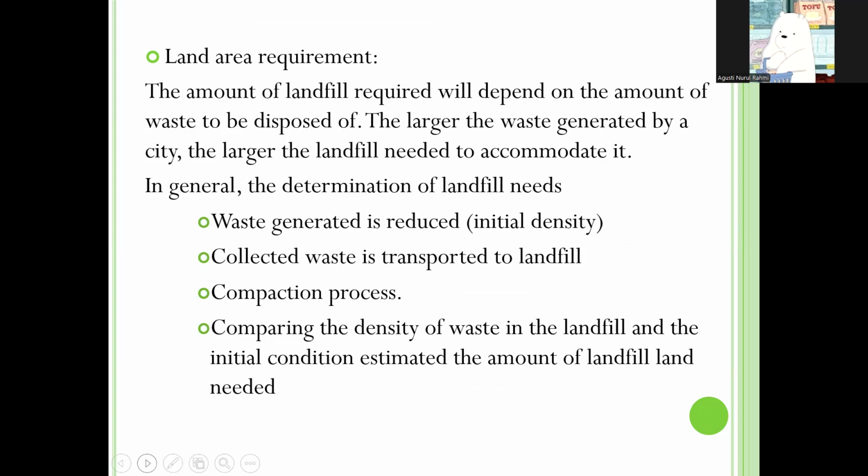The next is the land area requirement. So the amount of landfill required will depend on the amount of waste to be disposed of. The larger the waste generated by a city, the larger the landfill needed to accommodate it. In general, the determination of landfill needs four components. The first one is waste generated is reduced, initial density, and then collected waste is transported to the landfill, compaction process, and comparing the density of waste in the landfill and the initial condition estimated, the amount of landfill land needed.